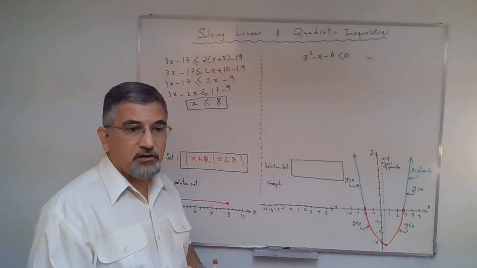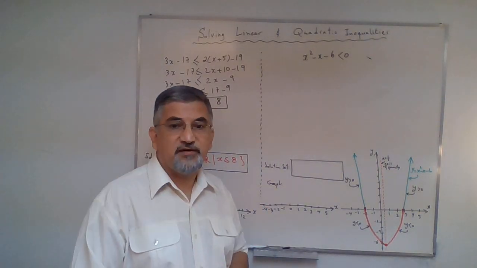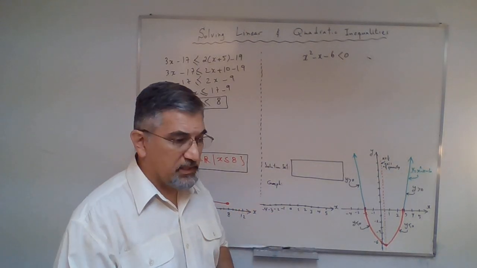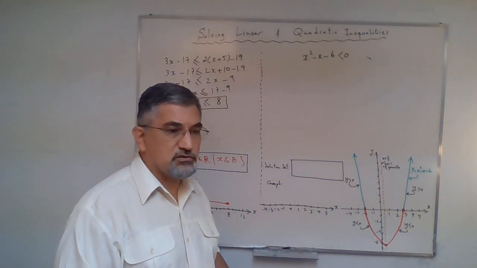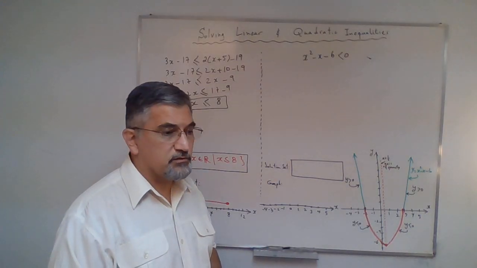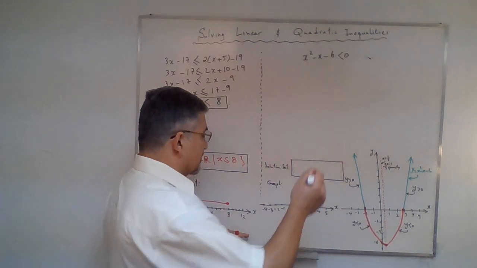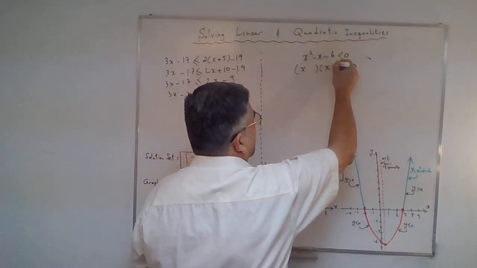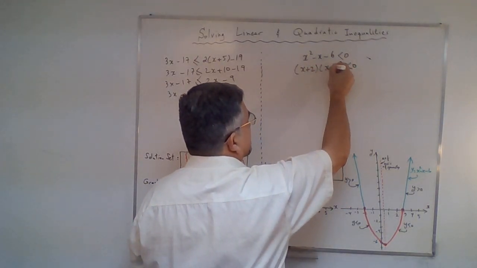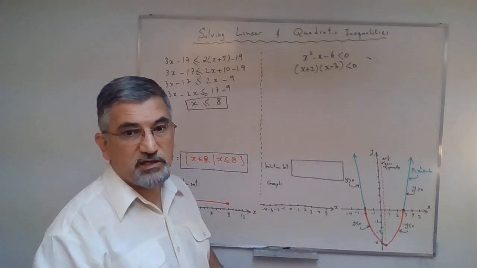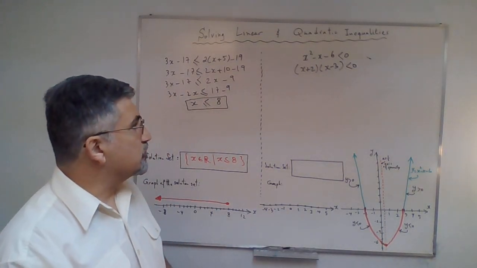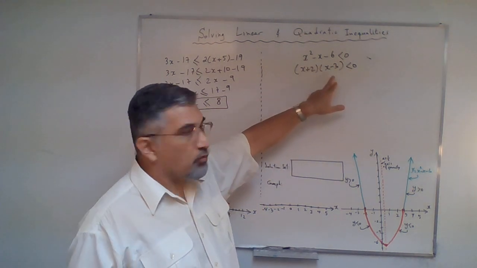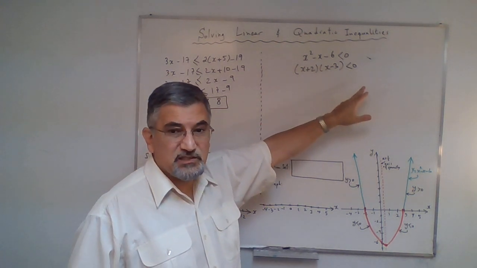For these, we're going to try to factor them. If you factor a quadratic trinomial, you end up with two linear expressions that will be easier to take care of for the solution of these inequalities. So here, I'm going to factor first. We get x plus 2 and x minus 3, because the two numbers that add up to -1 and have a product of -6 are 2 and -3. So we end up with two binomials, the product of the two binomials being less than 0.